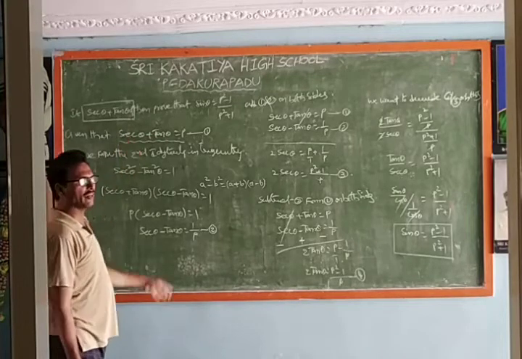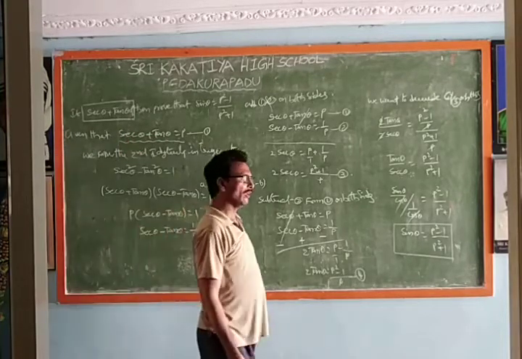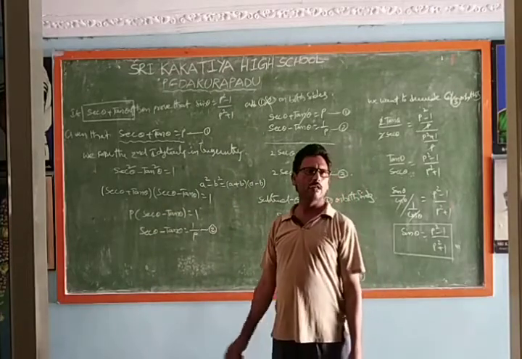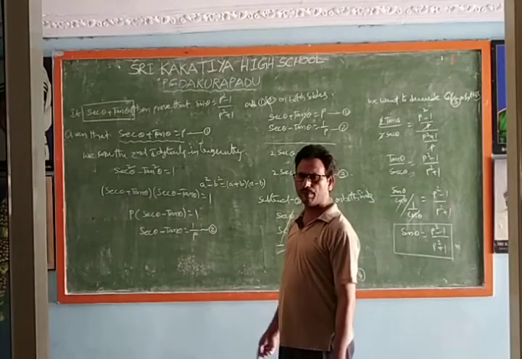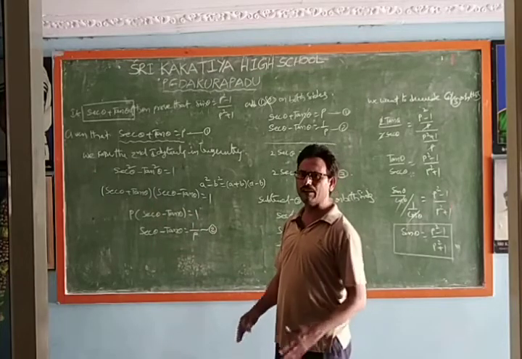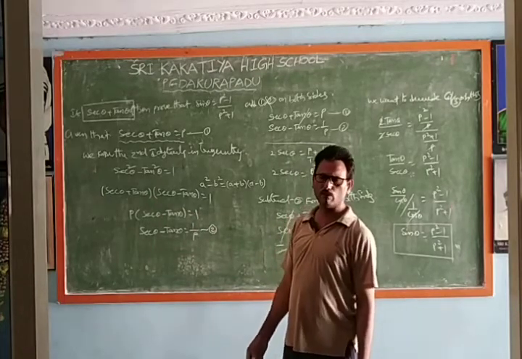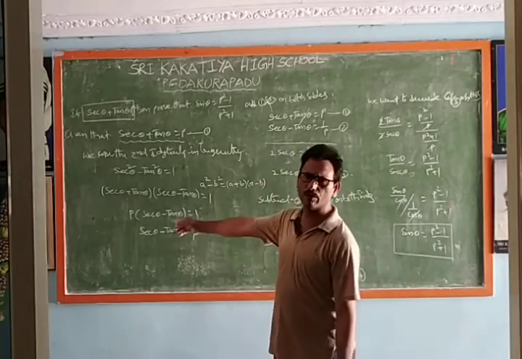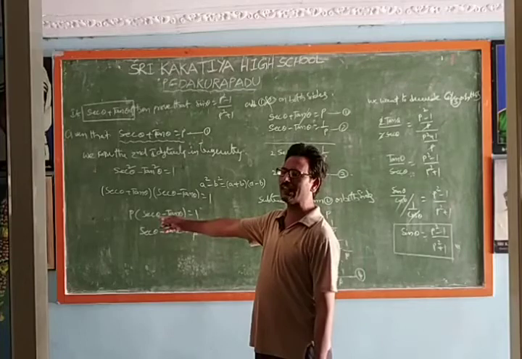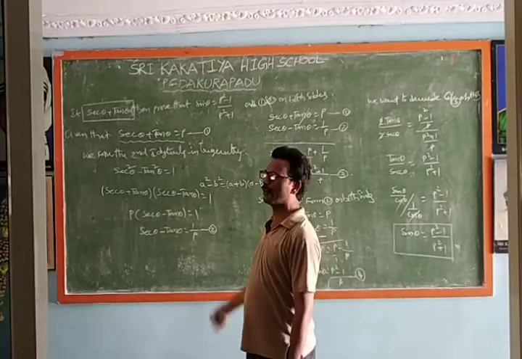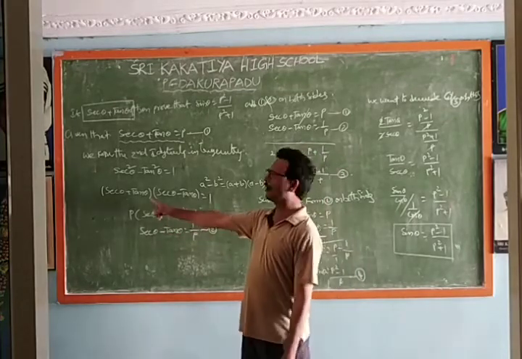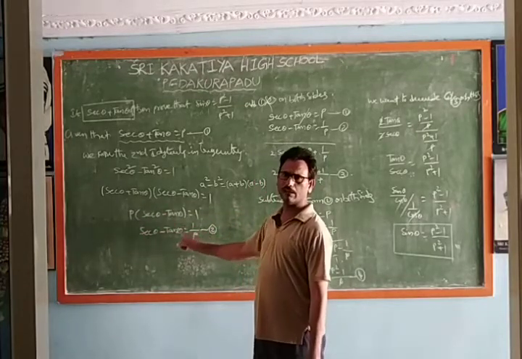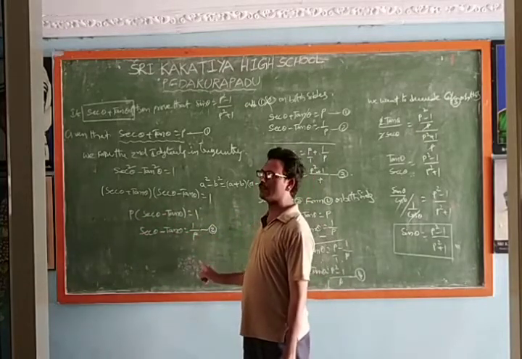We know the second identity. What is the second identity in trigonometry? Secant square theta minus tan square theta is equal to 1. This is in the form of a square minus b square. The factors of a square minus b square are a plus b into a minus b. That is, secant square theta minus tan square theta is equal to secant theta plus tan theta into secant theta minus tan theta. Instead of secant theta plus tan theta, we write p here. P into secant theta minus tan theta is equal to 1. That is, secant theta minus tan theta is equal to 1 by p. This is the second one.